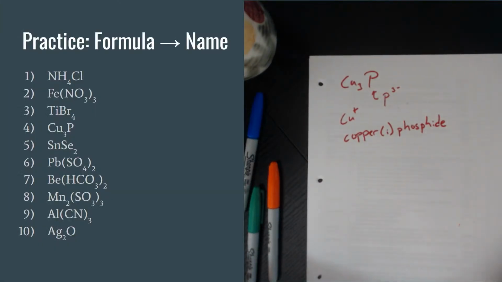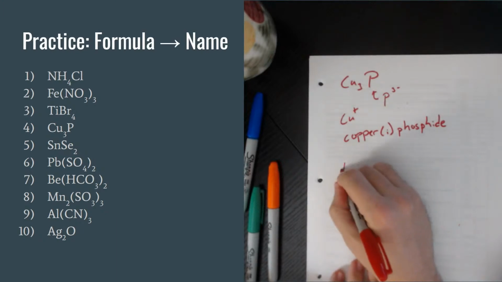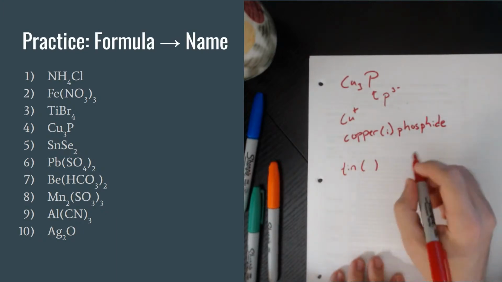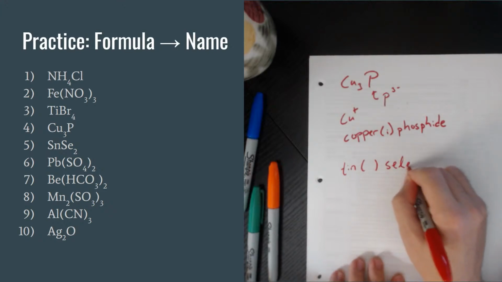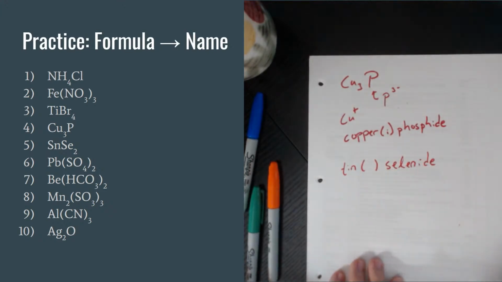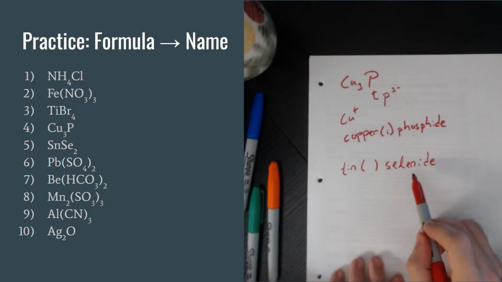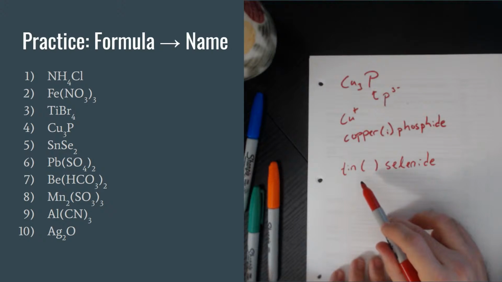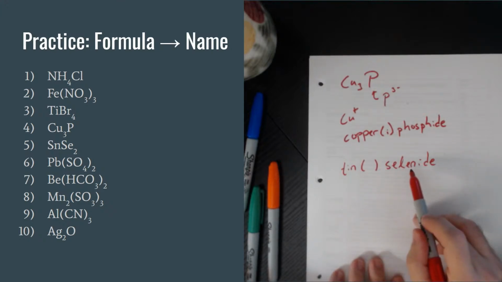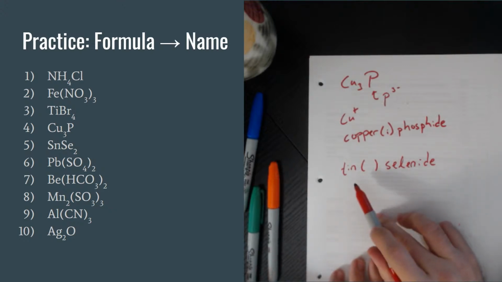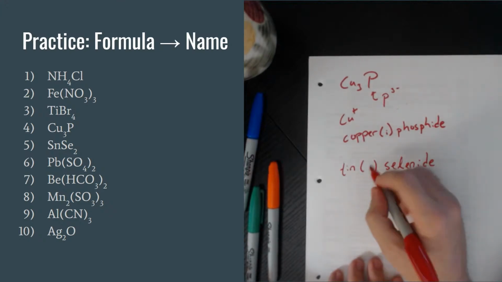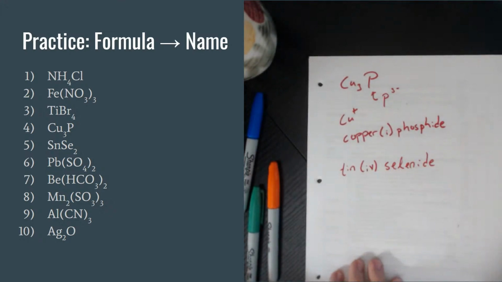So SnSe2. So tin something selenide. The selenium takes a -2 charge. There are 2 of them. There's only 1 tin. It has to balance out that charge. 2 of the -2s makes a total of -4. We need a total of +4 to balance it out. There's only the 1 tin, so it has that entire +4 charge. So SnSe2 is tin 4 selenide.